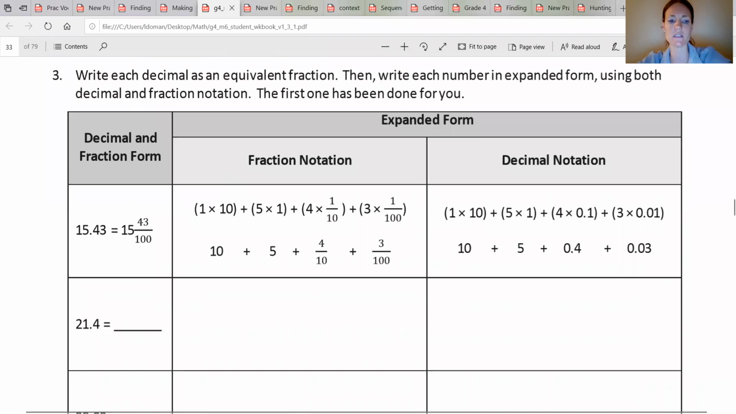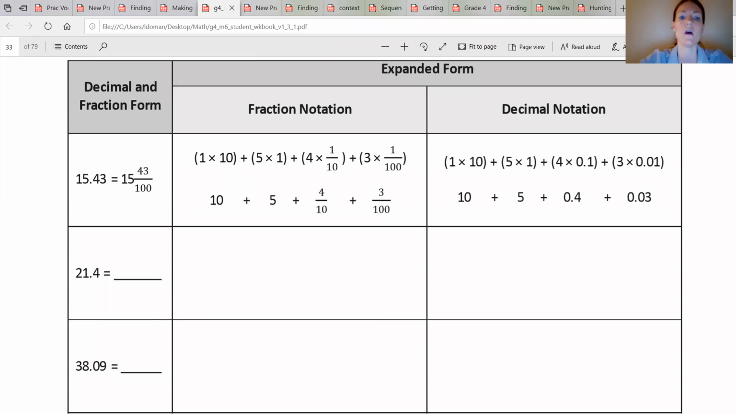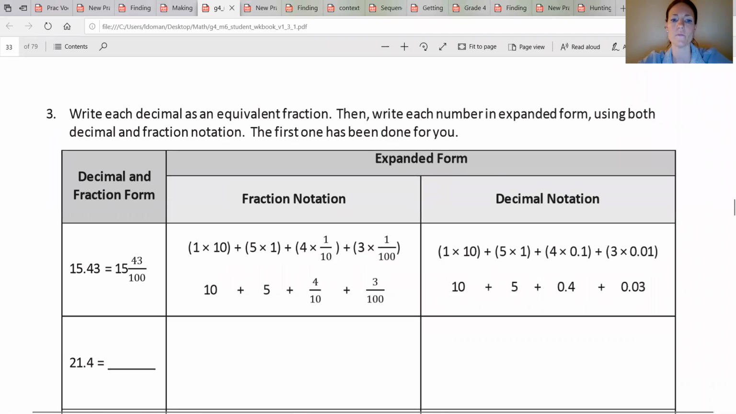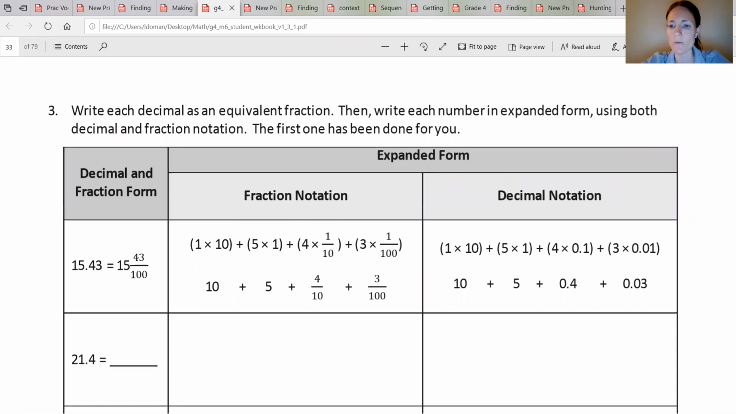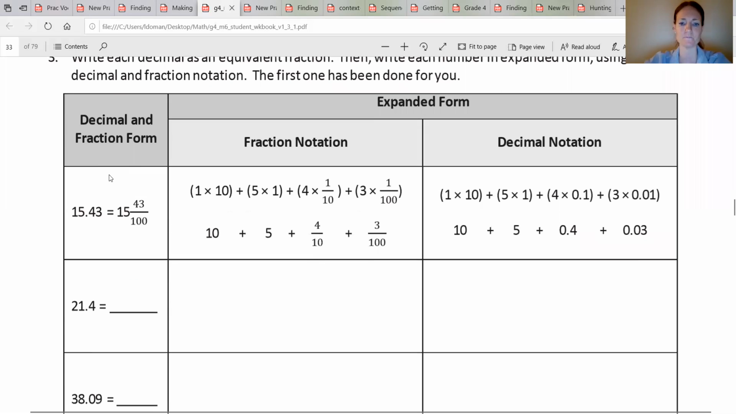All right, for the next example, I'm going to go ahead and do number 3, okay? And for this one, it's a little bit longer. We are given a decimal. We need to write it in the fraction form, and then we need to write it in both expansion form of the fraction notation and the decimal notation. So the first one is done for you, and you can absolutely use that as a reference, but I'm also going to walk you through one more so you kind of understand the reasoning maybe a little bit better.